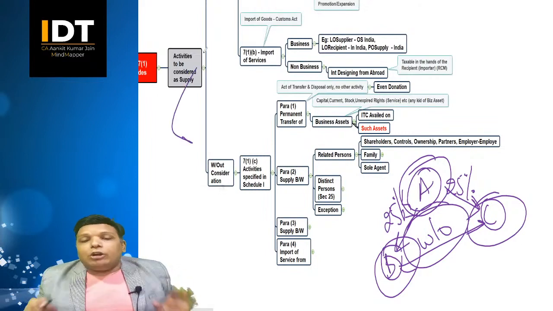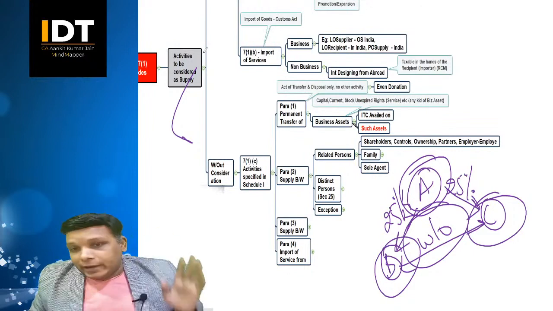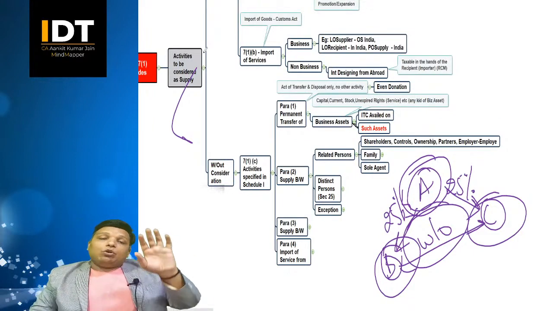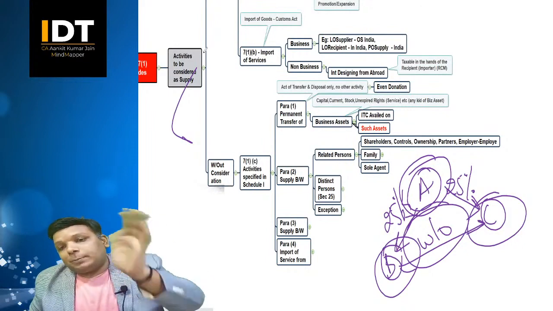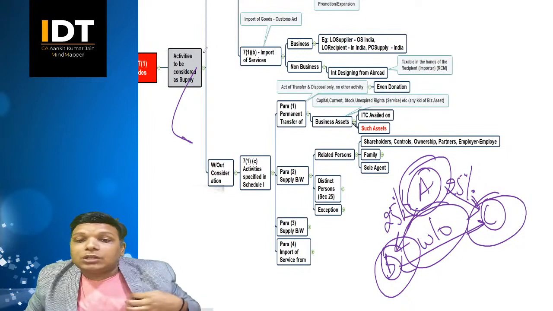Correct? We are not talking about the taxability right now. We are just trying to understand the concept of supply right now. Correct? So what we have to understand here is that it is goods and services, and it has been put in the definition of supply, even if the transaction is without consideration.